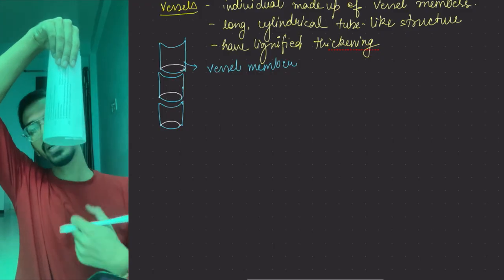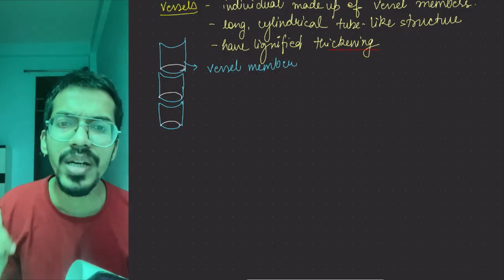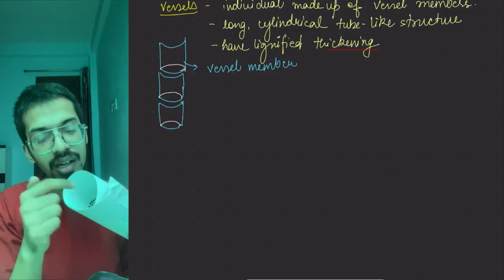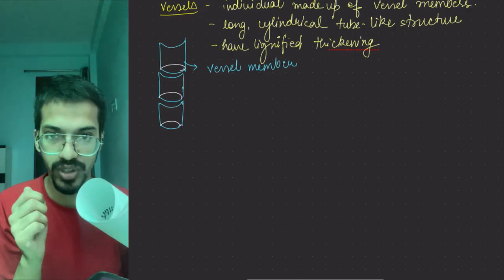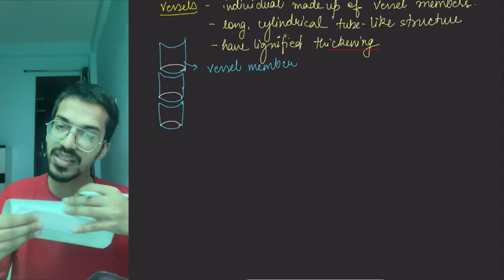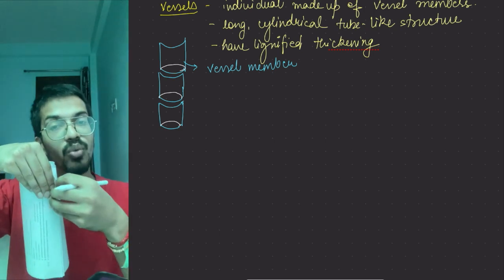Now they have to conduct. If this is completely closed, how will they conduct? It won't be able to conduct. So this plate present over here has small holes, called pits or pores. Through those pits and pores, water will conduct. Moreover, pits and pores will be present on this side also, so that it can conduct water laterally also.